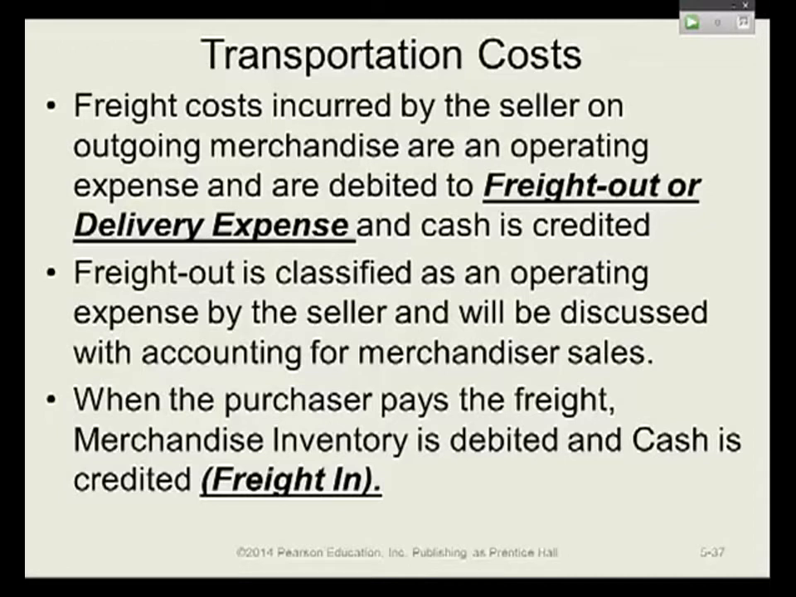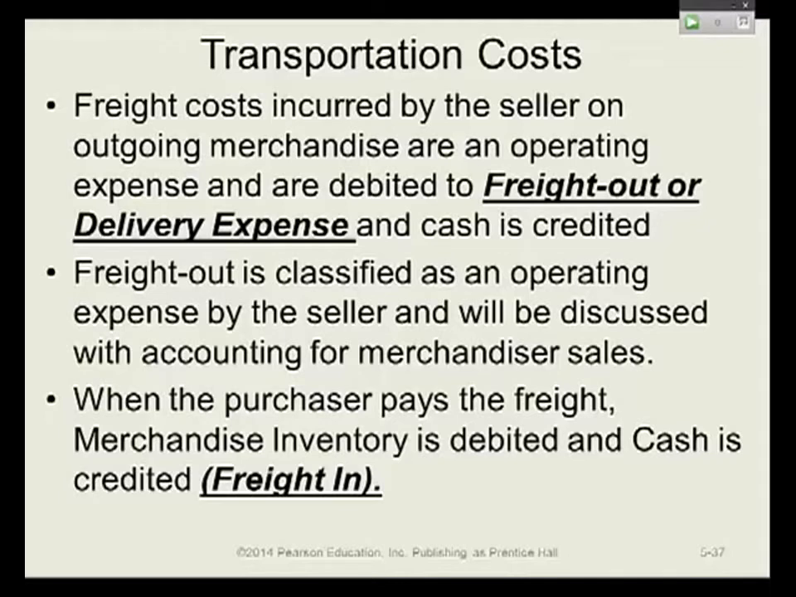Okay, now, when we look at the accounting for this, it's going to tell us that when the seller pays the freight, which is FOB destination, it's an expense. When the buyer pays the freight, it's freight in and gets added to the inventory. So you would debit the inventory directly. So let's take a look at what the journal entry would look like here.